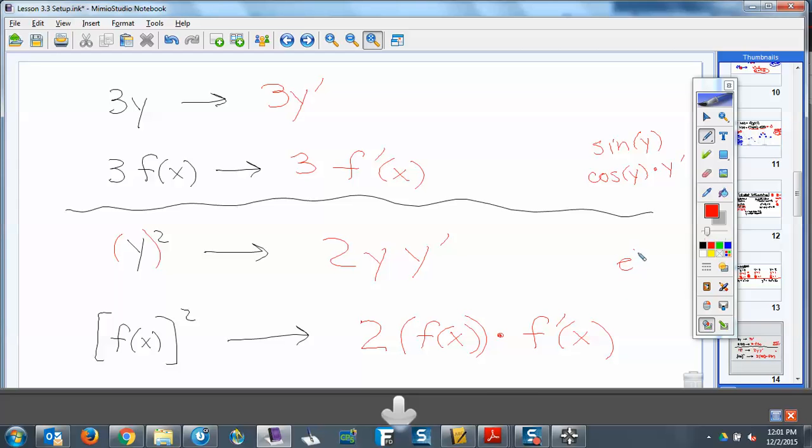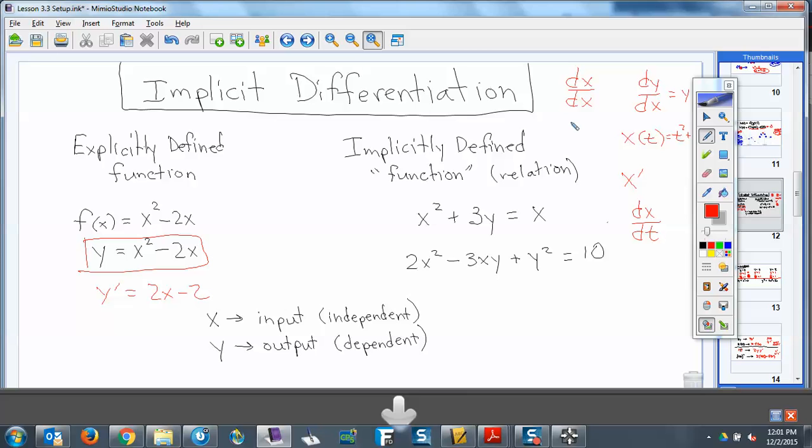What's the derivative of e to the y? E to the y. What's the derivative of ln y? You see what I'm saying? When you've got a y, an output variable in there, because that's what we're going to have, because we're going to have this mixture. We're going to have the input variable mixed in with the output variable.